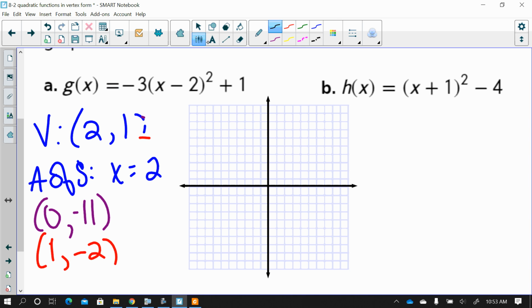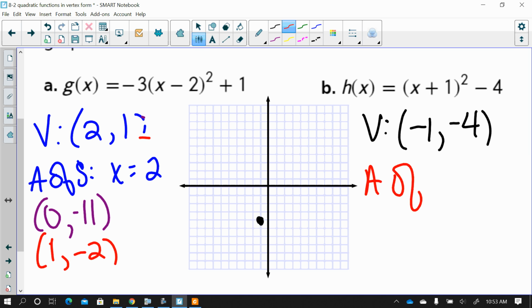All right, so letter B, same thing. You've got to tell me the vertex. So (h, k), so I'm the opposite. Let's go ahead and plot -1, -4. I need to know my axis of symmetry. Well, that's just x equals h, so that's -1. This is a vertical line, so I'm going to go ahead and dot it in.